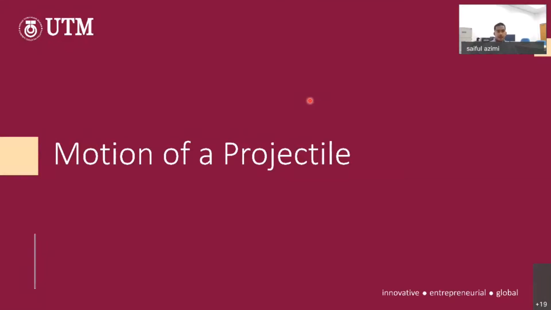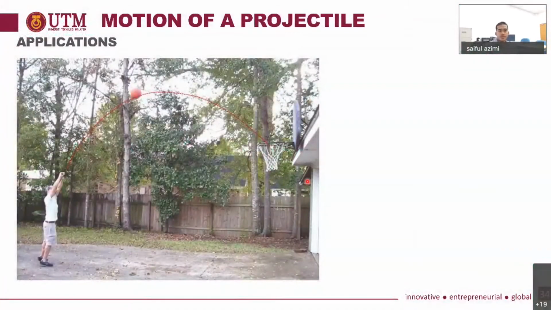All right. Now we continue to the next lesson, which is related to the motion of a projectile. Let's take a look at this picture. This picture shows a man who wanted to score a point in basketball. He needs to throw the ball with a projection in order for the ball to go inside the basket here. So this is actually a motion of a projectile.